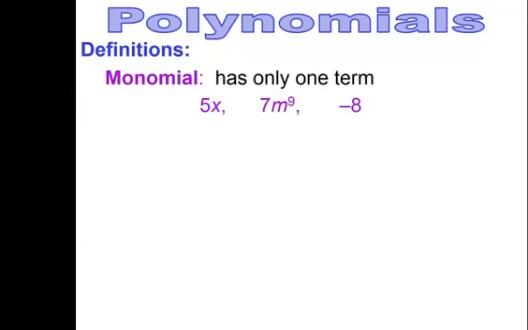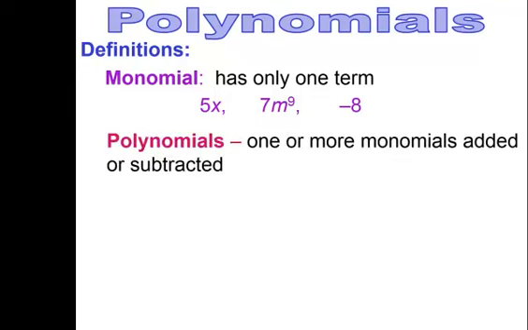We're going to be working with polynomials. Some definitions. A monomial has only one term. So here are some examples of what a monomial would look like: 5x, 7m to the ninth, or it could be just a constant like -8. A monomial is one singular term. A polynomial, or polynomials, is one or more monomials added or subtracted.